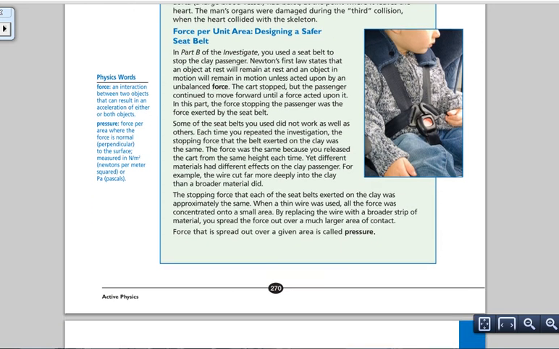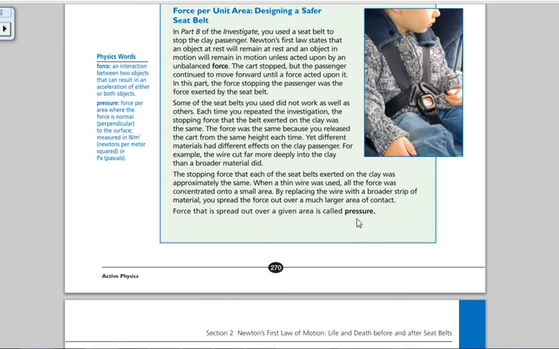Alright, so this part here is really going to help you out with your challenge next week, and in addition to the challenge, it's going to help you out with the test, because there's about 5 questions on the test that are all on pressure, and pressure is the force per unit area. Okay, now again, pressure is pretty much saying the amount of force in a specific area.